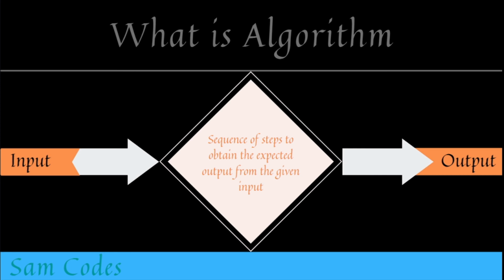Now, another thing I just really want us to briefly talk about that is really important is what is an algorithm? An algorithm is like a recipe. And what is a recipe or an algorithm? A recipe or an algorithm is a sequence of steps to obtain an expected output from a given input.